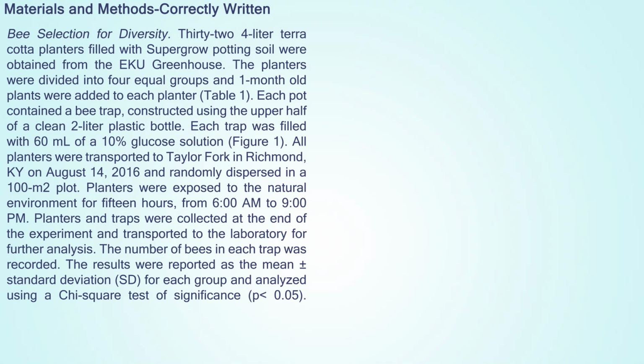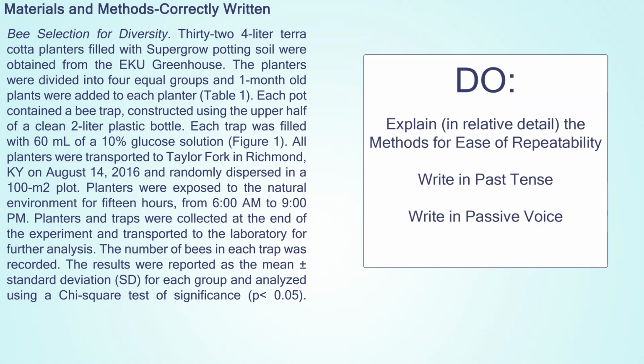What you should do when writing the methods section is explain in relative detail the methods to determine whether the science is good and repeatable. I say relative detail because you do not have to record every step in your experiment. For example, you do not have to tell the reader that you used a pencil to record the number of bees. You should also write in the past tense and in passive voice. We will talk a little more about passive versus active voice in a minute.